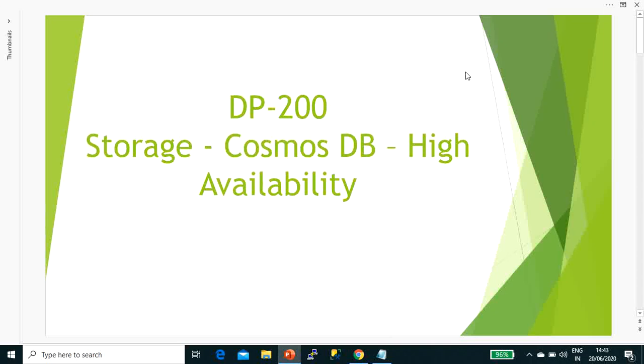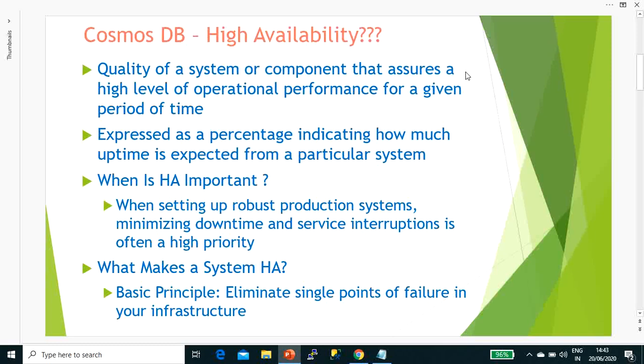Hello everyone. So today we'll be discussing the high availability of the Cosmos DB. Before that, let's try to understand what exactly high availability is. What do you mean by high availability of a particular infrastructure that you are going to set up on the cloud? High availability is basically the quality of a system or component that assures a high level of operational performance for a given period of time.